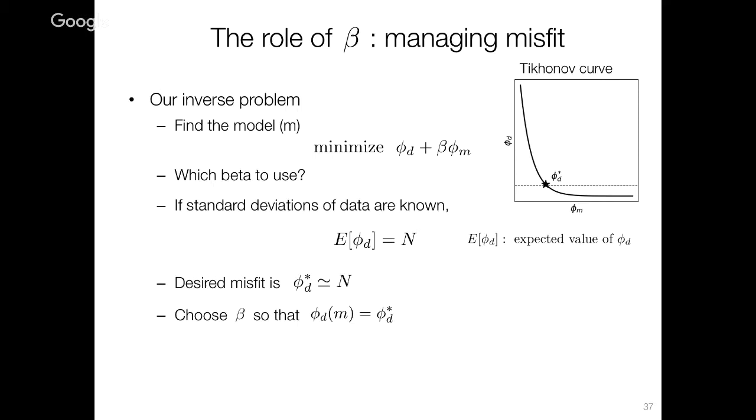So now the question, okay, which beta do we use? Well, we do have one thing that we've worked with, and that is we generated this misfit function, and within that we've estimated the standard deviations of the errors, so that the expected value of that misfit function should be something in the order of the number of data that we have. So we now have a desired misfit that's something in that order, and so we're going to choose beta so that our final misfit is approximately equal to this target value.